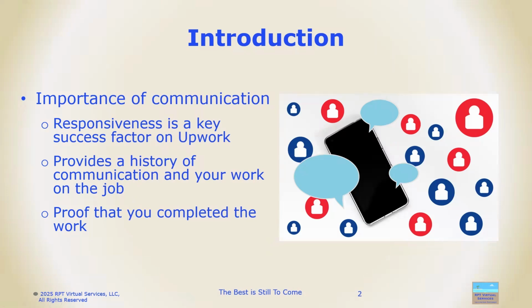One of the key measures Upwork uses for the job success score is your responsiveness. So you always want to respond to job offers and requests in 24 hours. But even on general communications, you don't want to let things lie. And the way you prove that is by putting messages where Upwork can see them, which is in their messaging tools. The messaging tool provides a history of all the communications and documents your work on the job, and it provides proof that you completed the work.